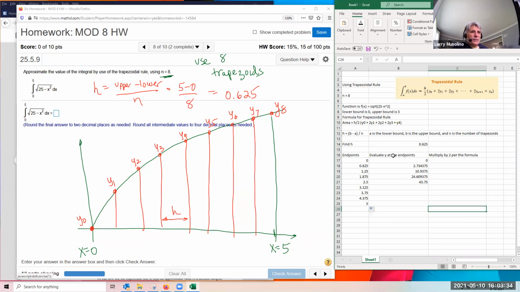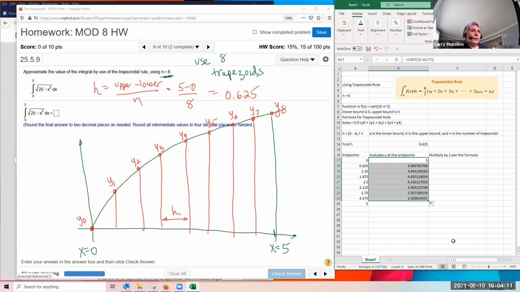All right, now let's evaluate y at those endpoints. So I'm going to come here and type in a formula that says, I want to take the square root of 25 minus the x value squared, but the x value is this endpoint here in column A, and I have to square that like that. So I'm just going to use Excel to calculate these y values for me. I could just copy this down. So Excel has calculated these y values for me.